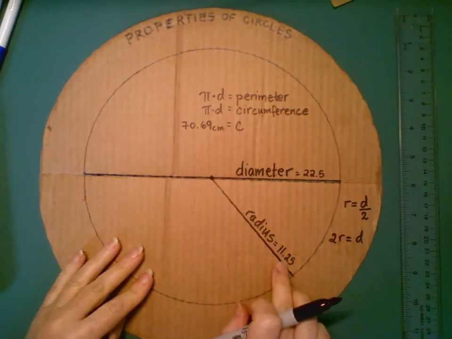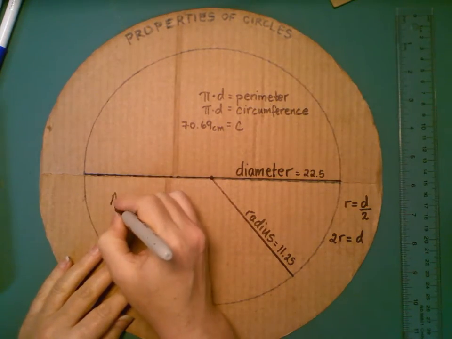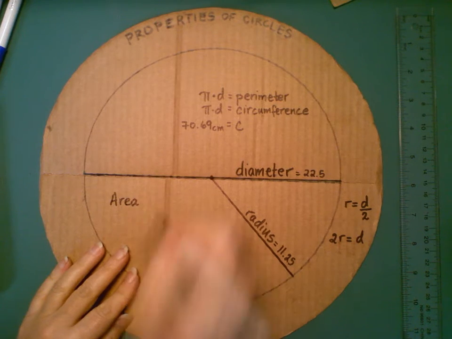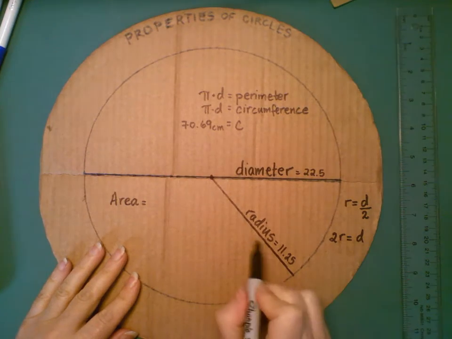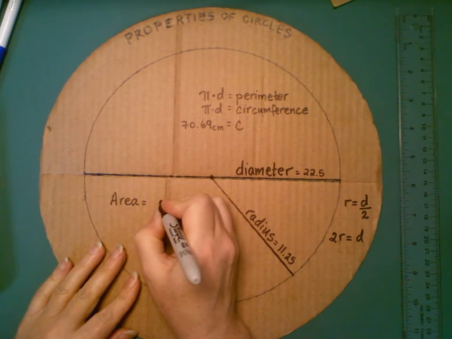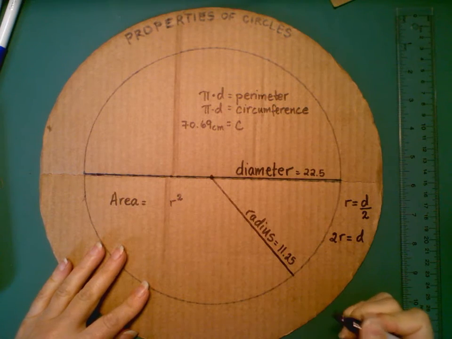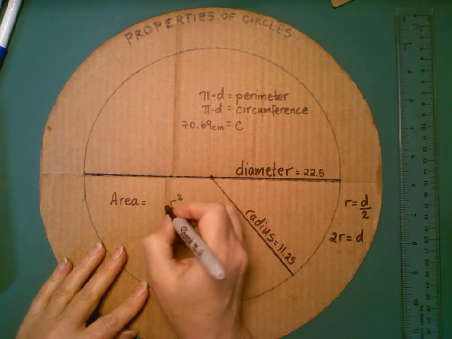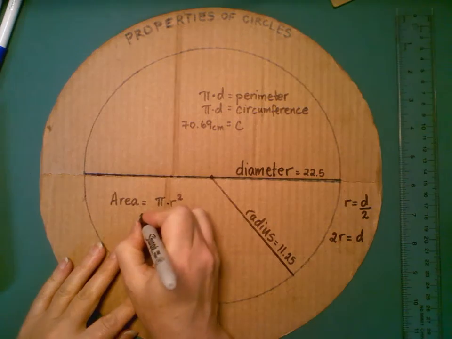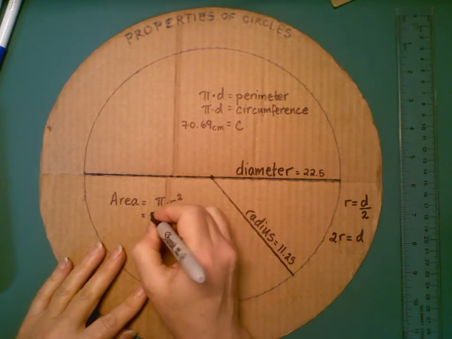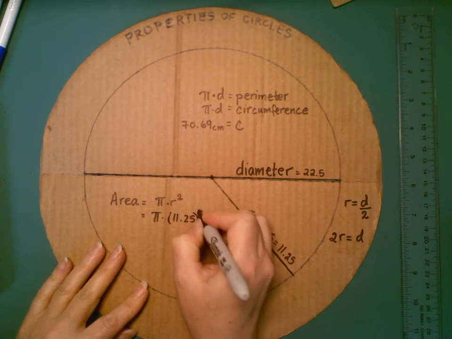Okay, the radius is useful for finding the area, in other words, the surface that is covered. So to find the area of a circle, you need to know the radius, and you're going to square it. The exponent 2 is one indication that you're finding an area. And then you're multiplying that by pi. So in this case, I'm going to say pi times 11.25 squared.